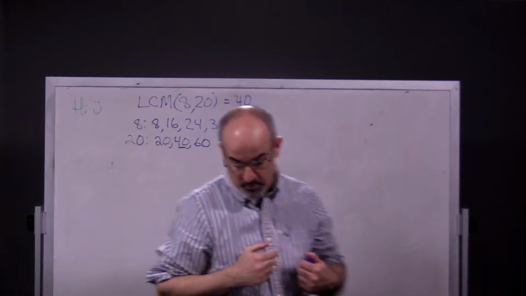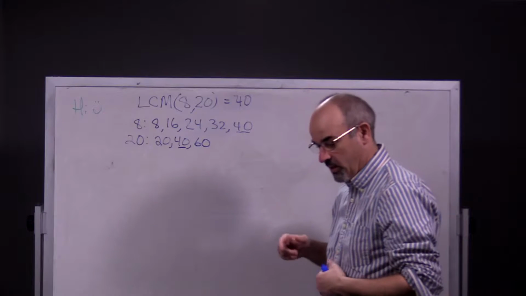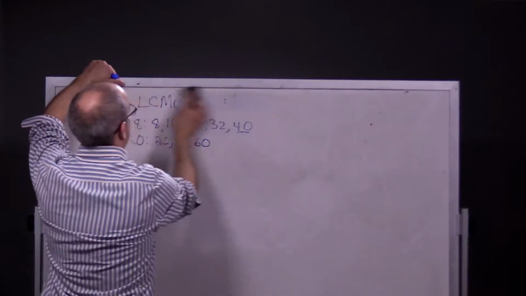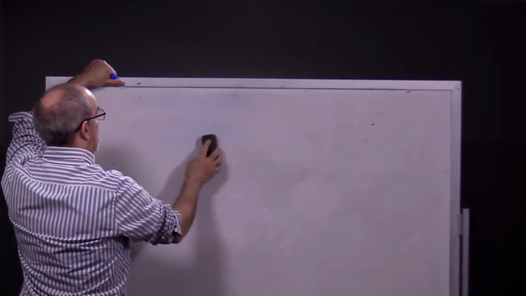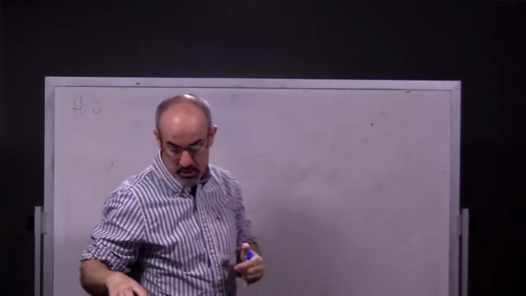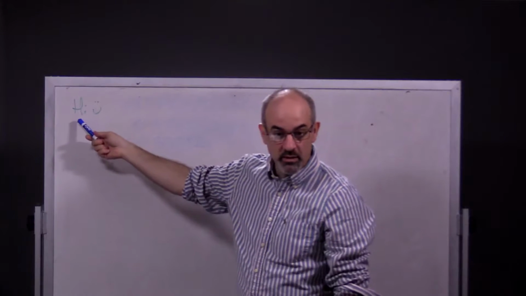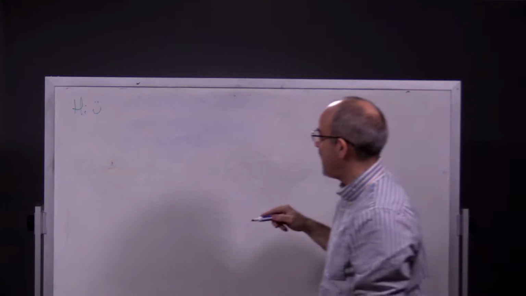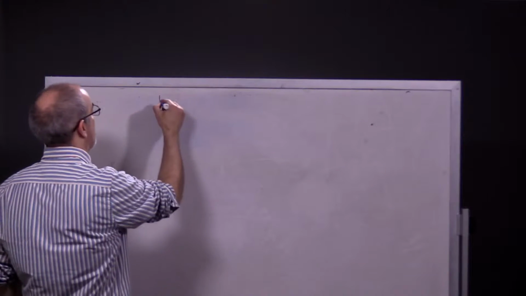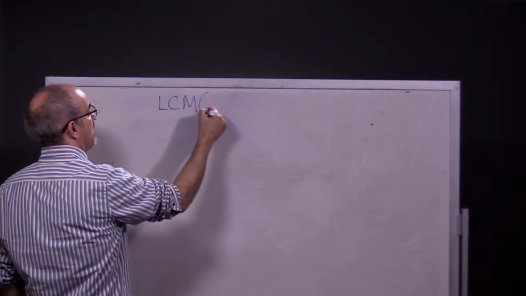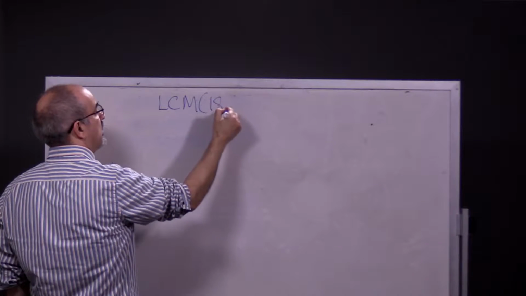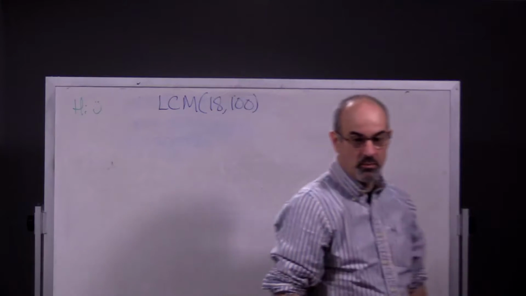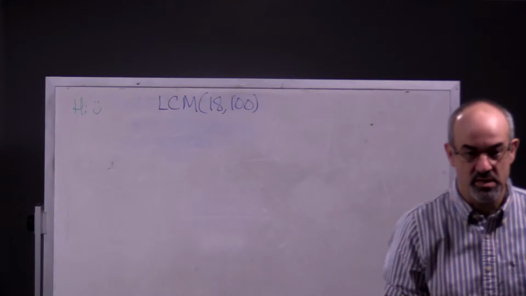The other way to do it, one of the other ways to do it, is to do the prime factorization of each number. Can you see what I wrote here? It says hi. Do the prime factorization of each number. So I'm going to pick some bigger numbers here, maybe not too big. 18 and 100. I hope you can see that.